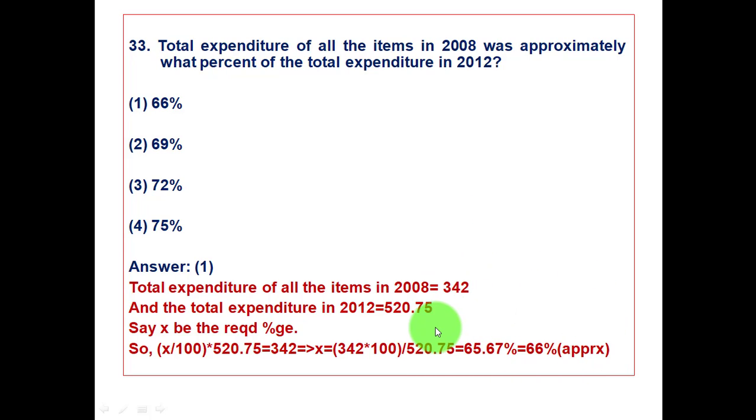520.75. Now I need to calculate what percentage of this 2012 total will be equal to this. So what percentage of 520.75 is equal to 342? Let x be that percentage. So x by 100 into 520.75 is equal to 342. x is equal to how much? 342 into 100 comes above, and 520.75 comes below. That will be equivalent to 65.67, which is approximately 66%. Clear? So that will be option 1.